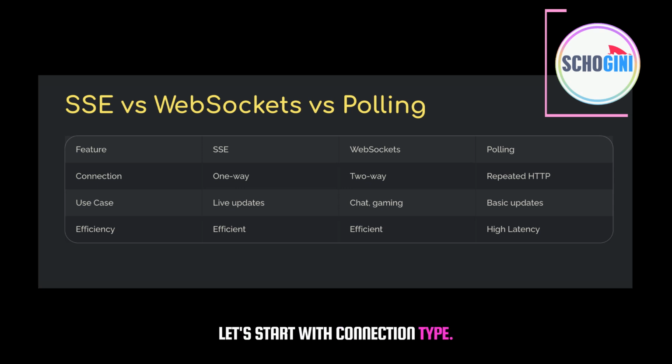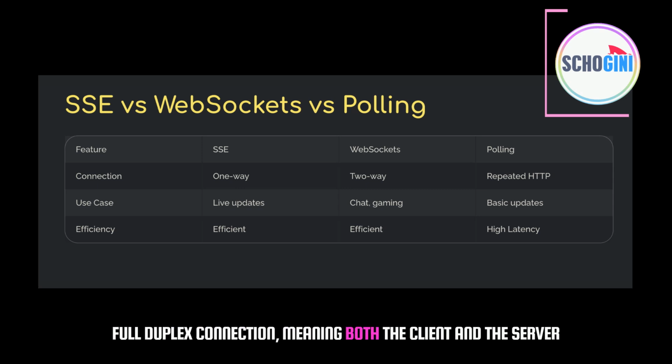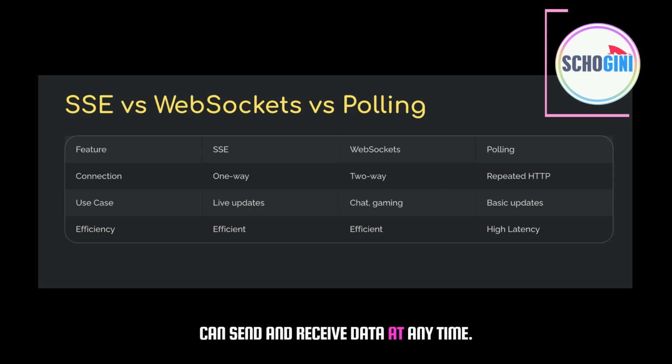Let's start with connection type. As we've discussed, SSE is one way from server to client. Right. WebSockets, on the other hand, offer a two-way or full duplex connection, meaning both the client and the server can send and receive data at any time.